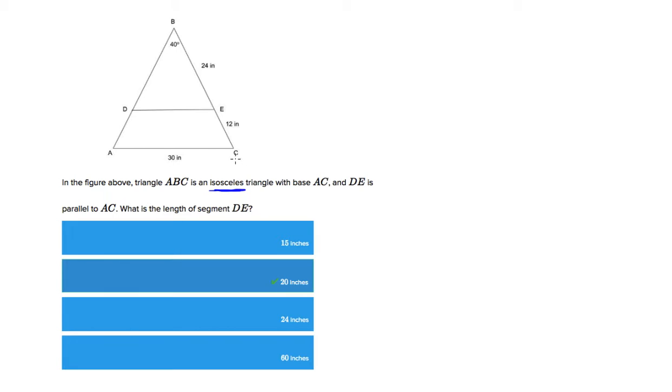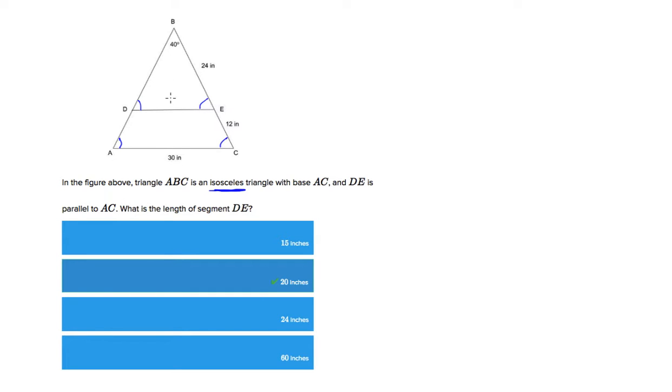So when we're told that the base is AC and that DE is parallel to AC, we know right away that this angle and this angle have to be the same. Since it's isosceles, the two base angles have to be congruent. Since DE is parallel to AC, we also know that those are congruent.